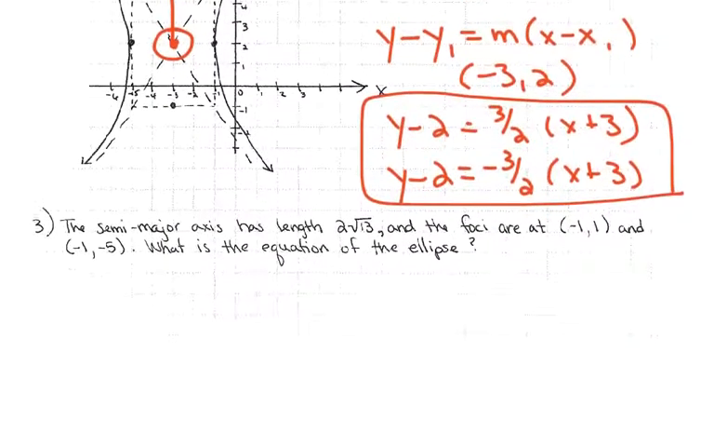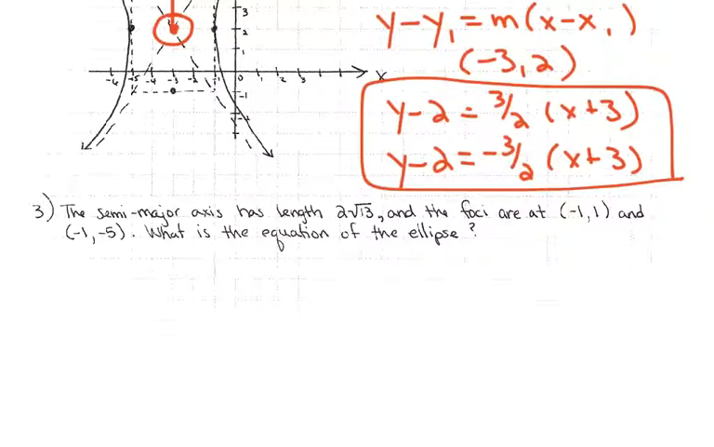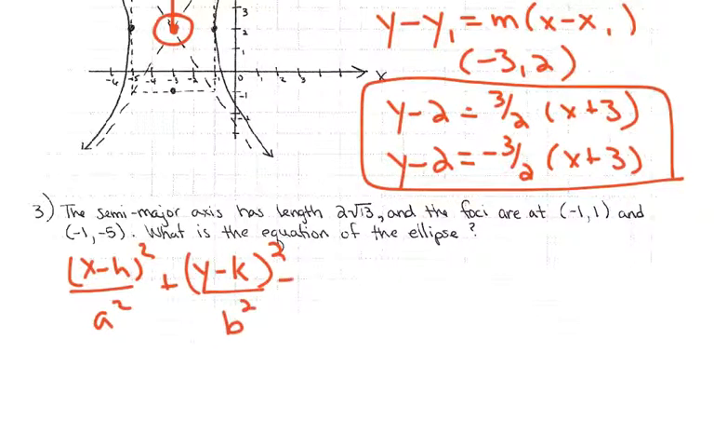Number 3, the semi-major axis has a length 2 square root of 13, and the foci are at -1, 1, and -1, -5. What is the equation of the ellipse? Well, let's start with the equation of ellipse. It's either this one, or it's the one where a squared is under y. And the first thing we should do is figure out how this ellipse is elongated.